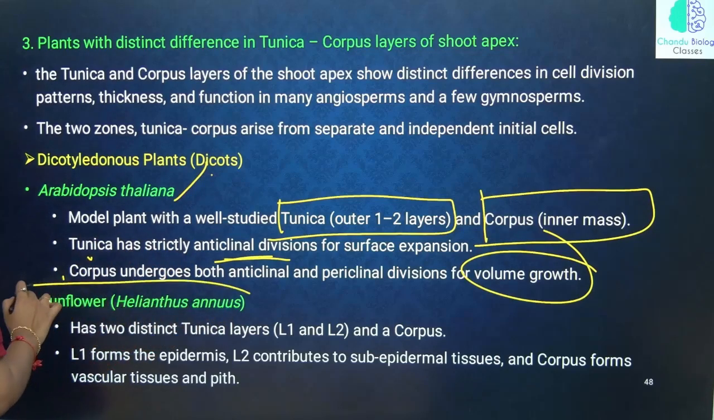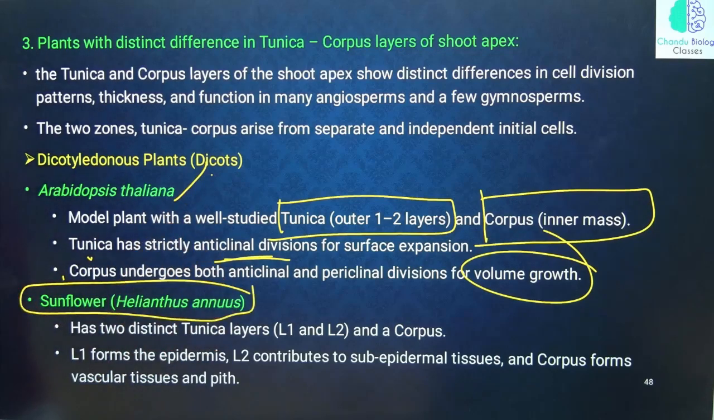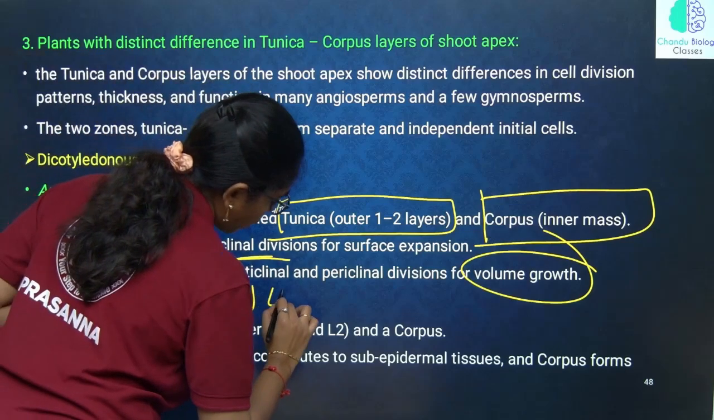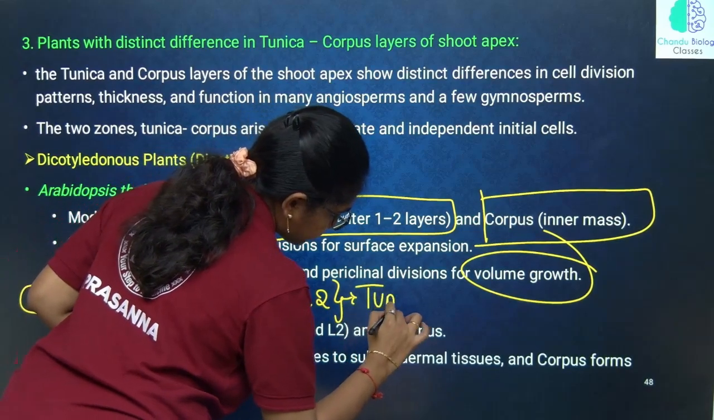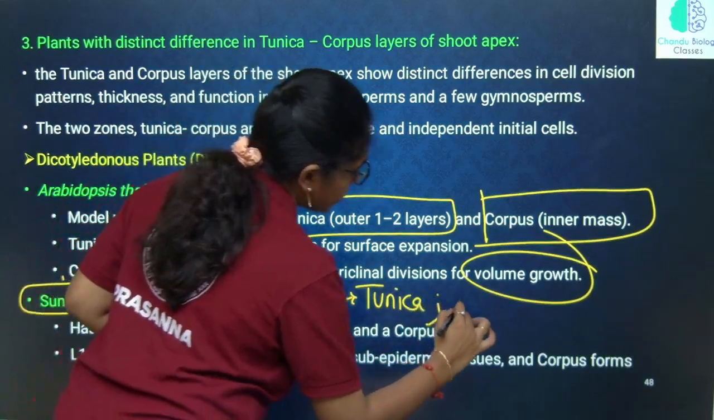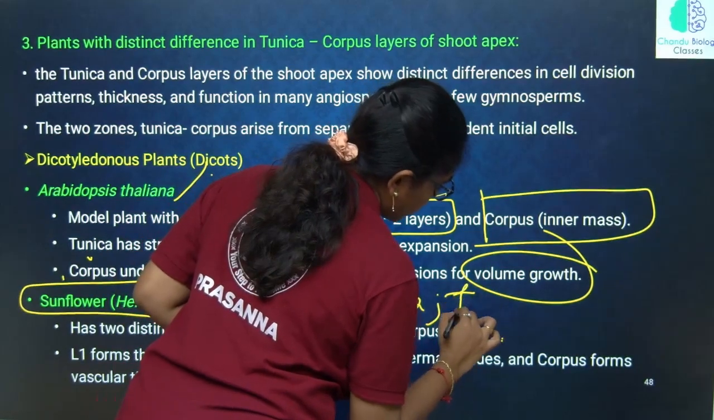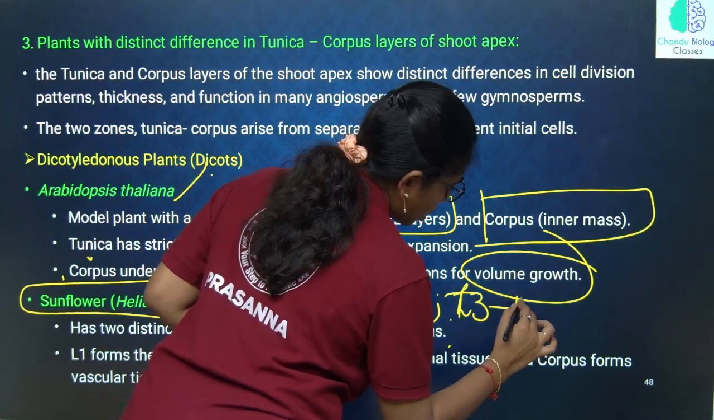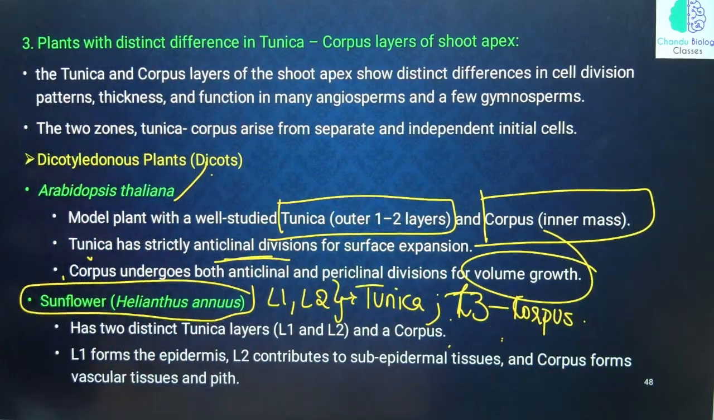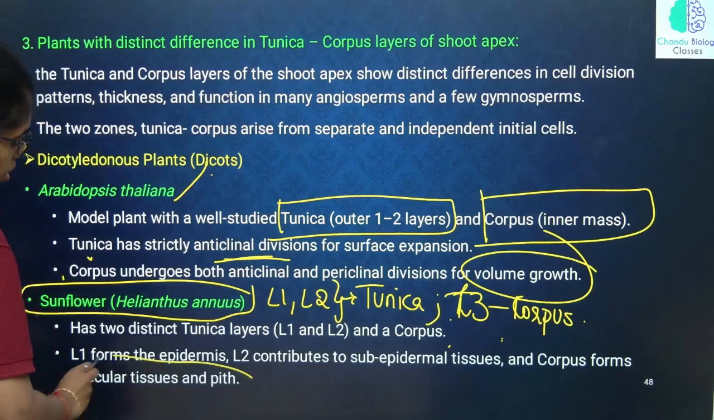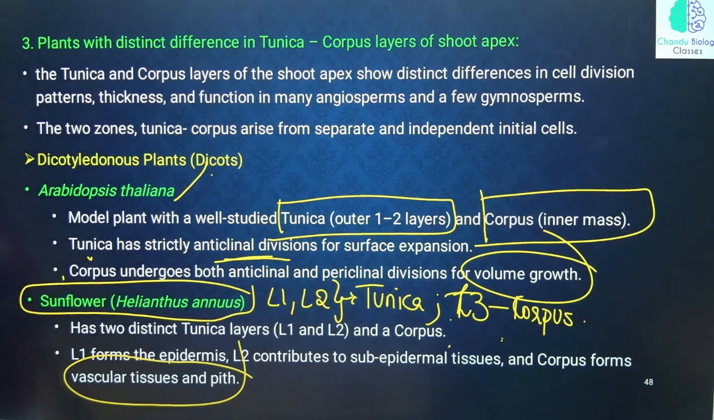Second type is sunflower, which is Helianthus annuus. Here also you can see 2 layers of tunica and 1 layer of corpus, wherein layer 1 and layer 2 will act for tunica, and third layer, layer 3, is for corpus. Clear? Next, this corpus divisions will increase vascular tissue and pith.